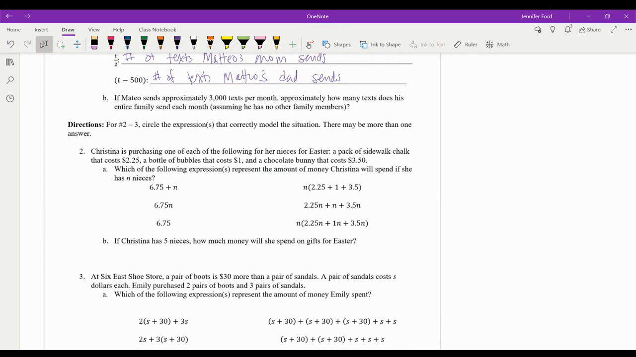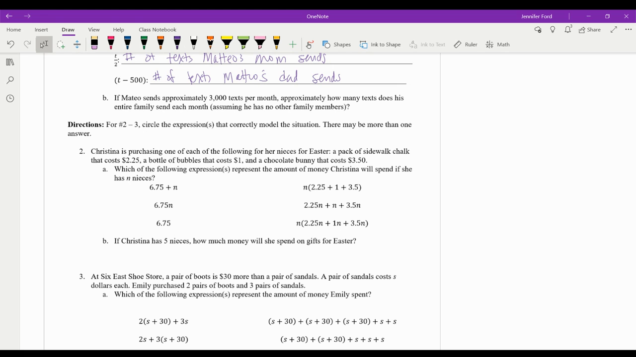Problem number 2. If anybody recognizes this, I actually took this problem and put it on your quiz, which is why things went from X's to N's on that quiz, because I was copying and I forgot to replace the N's with X's.